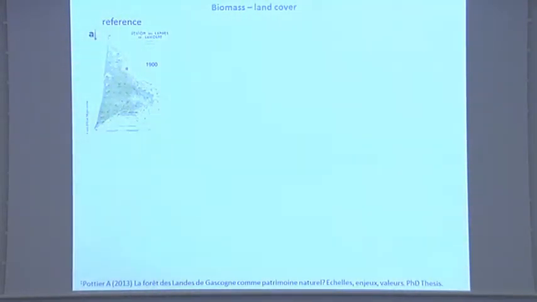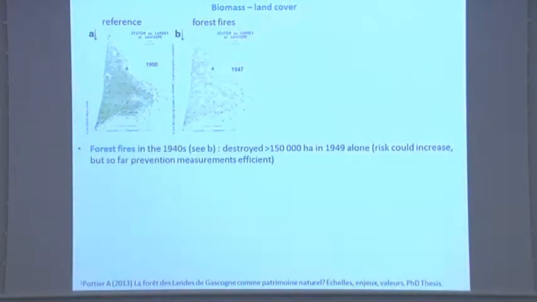Some historical points about all of the 6 main groups, so biomass and land cover. The forest was mainly planted 150 years ago, and by 1900, nearly the entire triangle was covered by pine forest. Then what are the marking events that you could point out in this ecosystem?